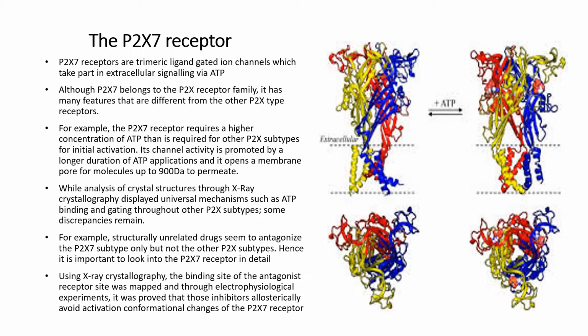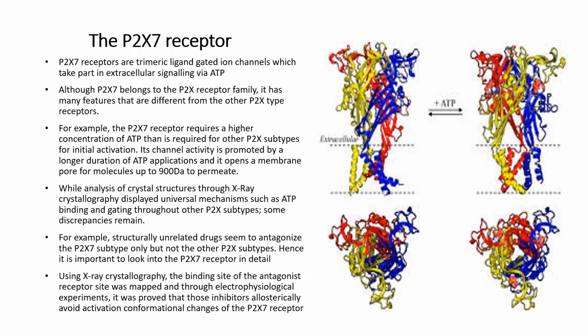While analysis of crystal structures through X-ray crystallography displayed universal mechanisms such as ATP binding and gating throughout other P2X subtypes, some discrepancies remain. For example, structurally unrelated drugs seem to antagonize the P2X7 subtype only, but not the other P2X subtypes. Hence, it is important to look into the P2X7 receptor in detail.